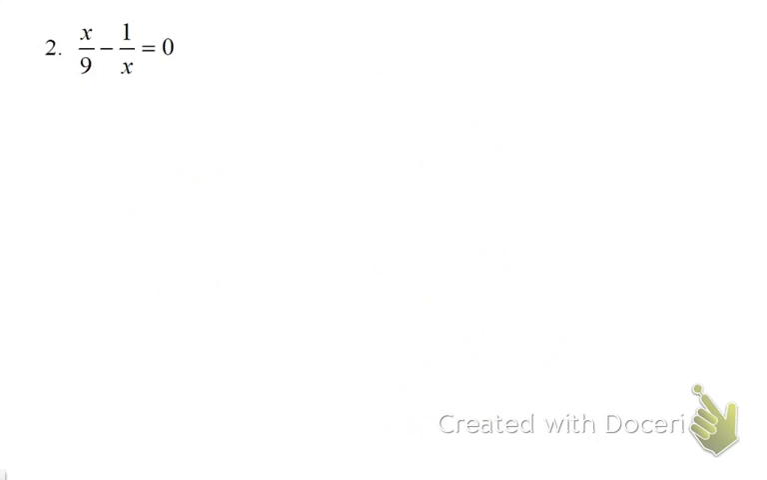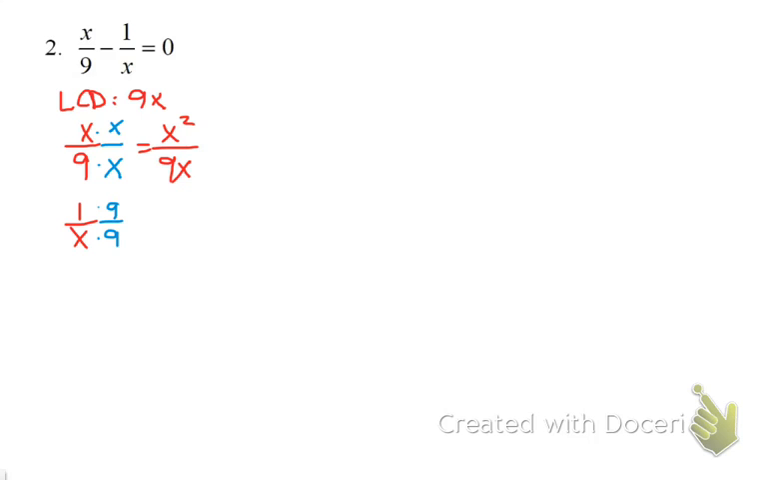Okay, here's an example where we don't have just one function equal to 0. We actually have the difference of two rational expressions. So we know what to do. We need to get common denominators and combine the two expressions. So our least common denominator is going to be the product of the one denominator 9 and the other. So x over 9, we need to multiply times x over x in order to convert that into having the common denominator. So x squared over 9x. 1 over x we need to multiply by 9 over 9 to get our common denominator.